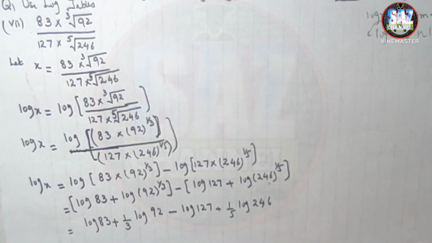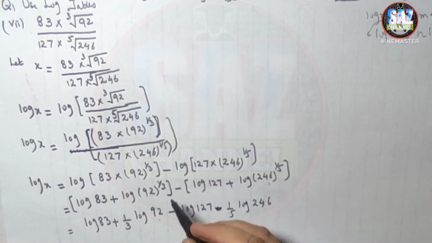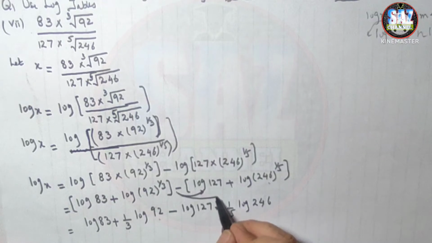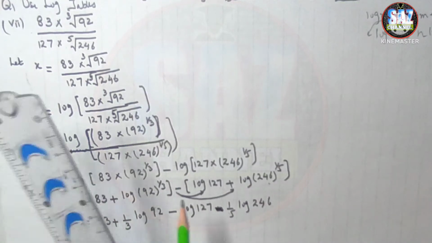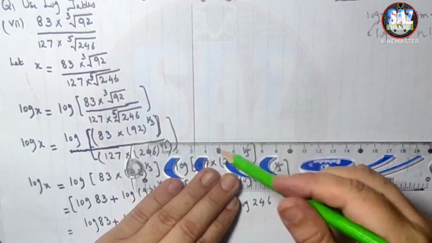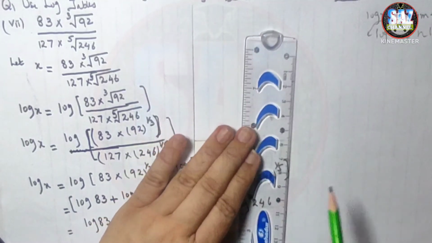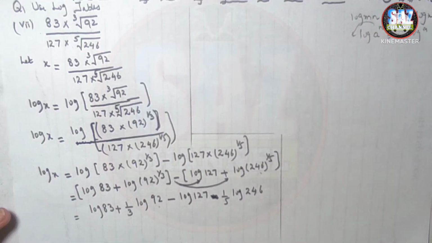Till now we have done nothing, we are just applying the laws of logarithm: log 83 plus 1 by 3 log 92 minus log 127 and 1 by 5, minus, because I have to apply this minus sign on the whole bracket. Always recheck your working. Now let me draw a line here so that my students should not mix the working with other parts of the question. Now we have to take the individual logs.